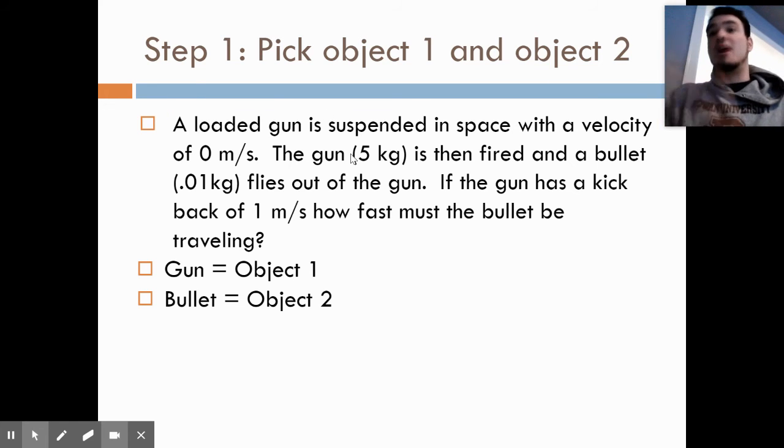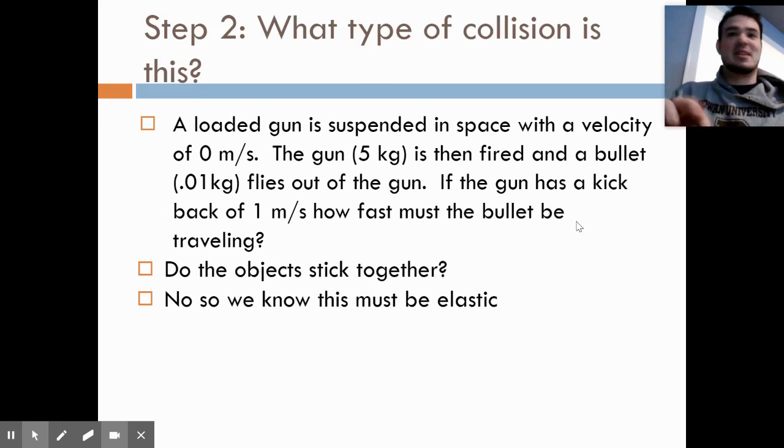So let's do the same process, guys. The exact same process that you've been doing. Step 1, gun is object 1, bullet is object 2, right? Because that's the way I like to do it, which is the gun is the first one. Therefore, I'm going to make that object 1. That's just sort of how I am.